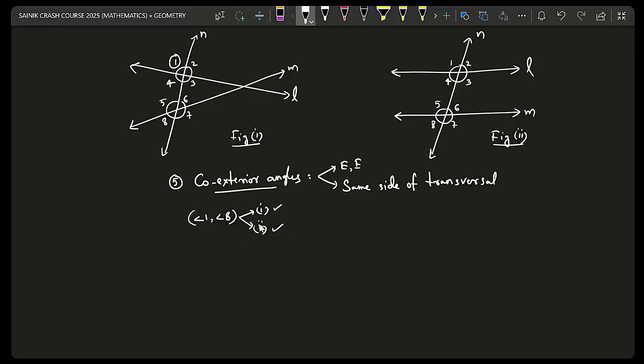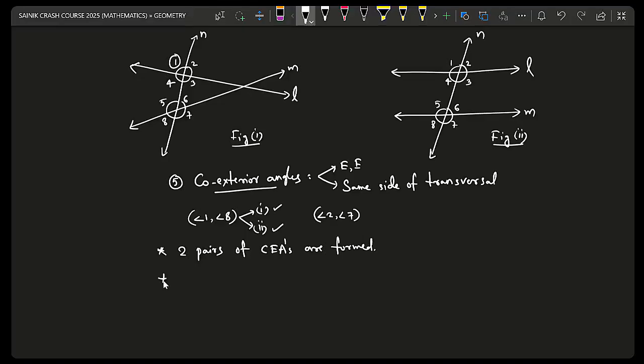Yes. Any other pair, Shreyansh, other than 1 and 8? 2 and 7. Yes. So any other pair possible? No, sir. That means exactly how many pairs are possible? 2 pairs. Shreyansh, you can mute. 2 pairs of co-exterior angles are formed when two lines are intersected by a transversal.